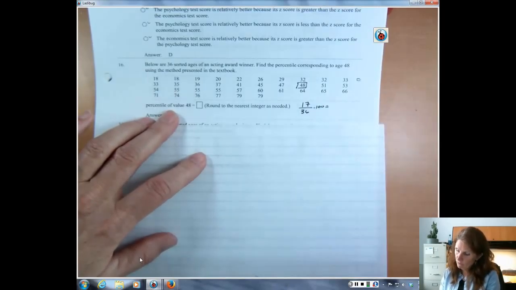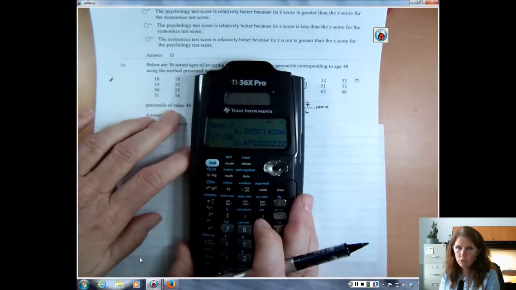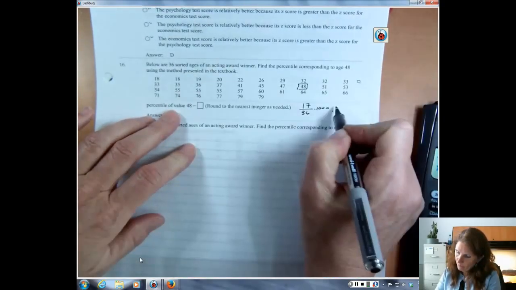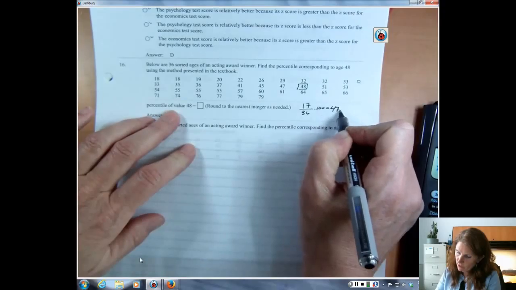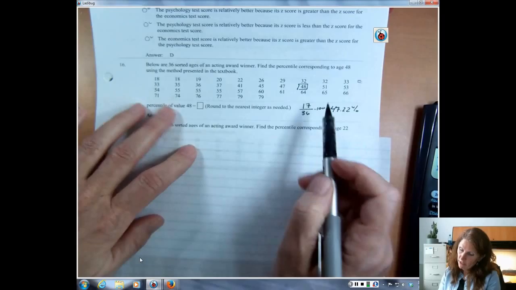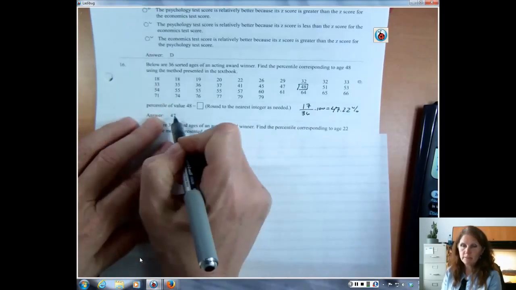So we do 17 divided by 36, and we get 0.4722. And then we move the decimal point over twice to get to a percent. So that's what the times 100 does. And then it's to the nearest integer, so they just say it's 47%.